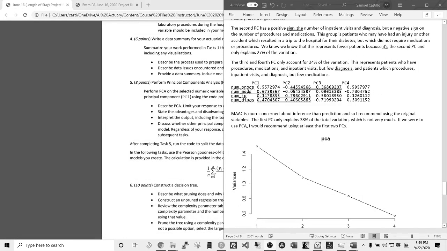Mac is more concerned about inference than prediction, and so I recommend using the original variables. The first principal component explains 38% of the total variation, which is not very much. If we were to use principal component analysis, I would recommend using at least the first two principal components.